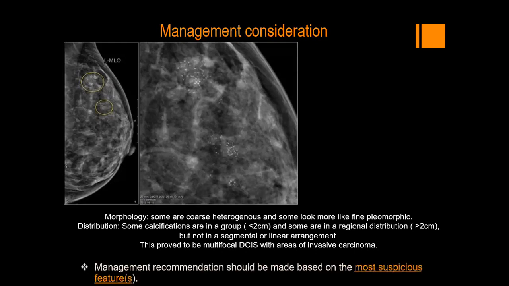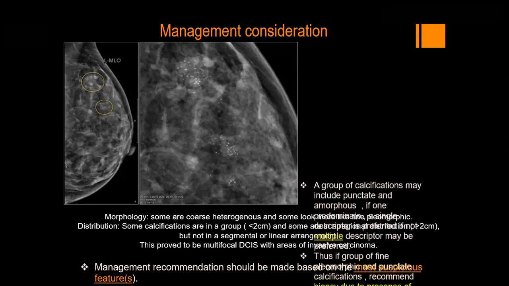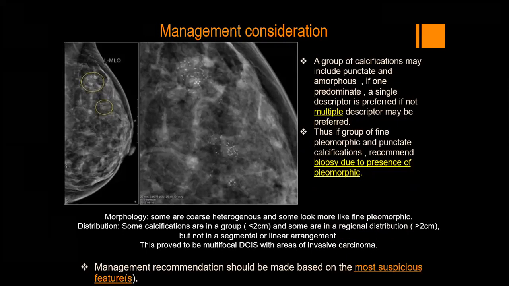So management recommendation should be made based on the most suspicious findings. And if we have a group of classifications, which may include punctate and amorphous, if one predominates, we can use a single descriptor. If most of the group is punctate, we can say this is a punctate classification. If most of the group is amorphous, we can describe it as amorphous. But if not one predominates, we can say a group of amorphous and punctate classifications.